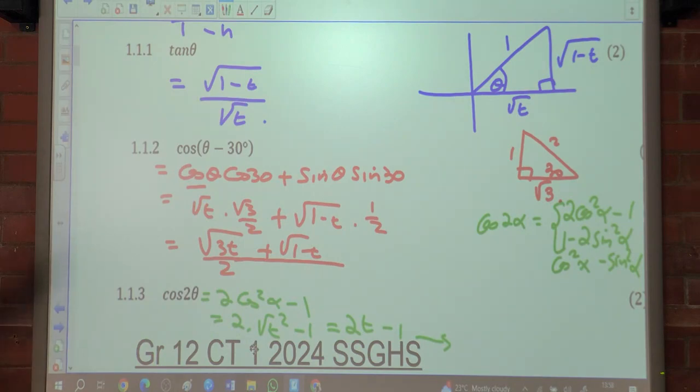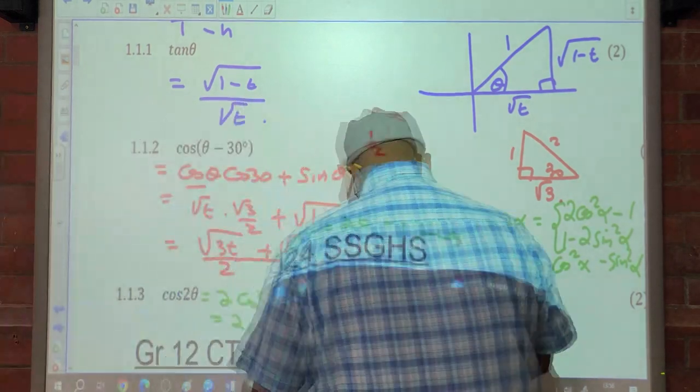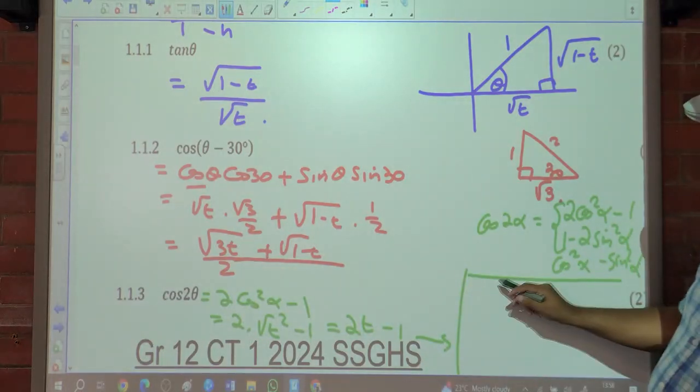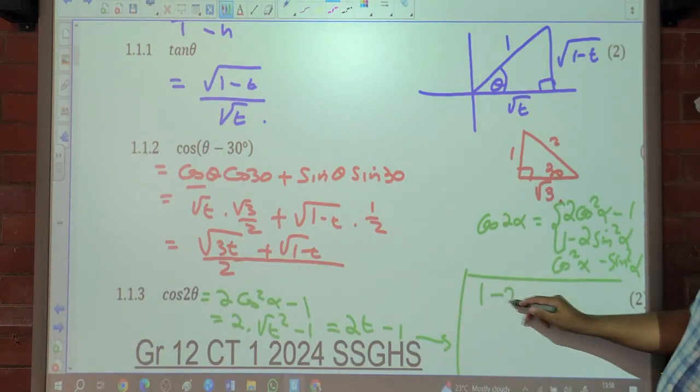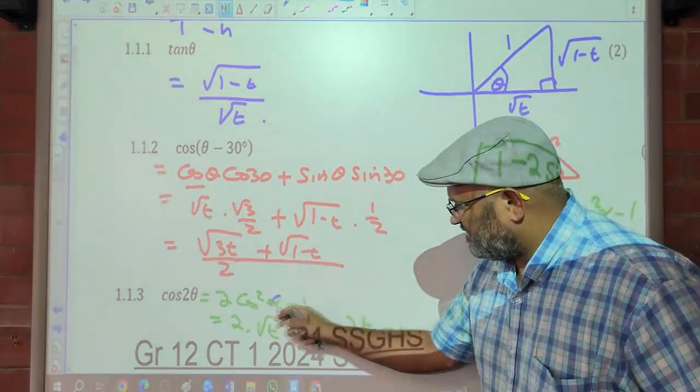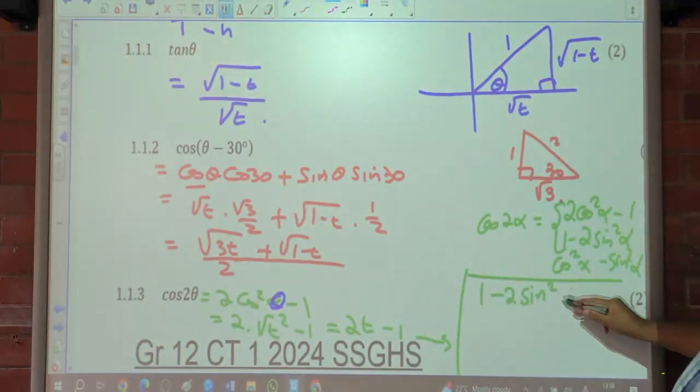Okay. If you had gone with the other one, let's go with sine and see what we get. So it's going to be 1 minus 2 sine squared theta. It's supposed to be theta here, not alpha.